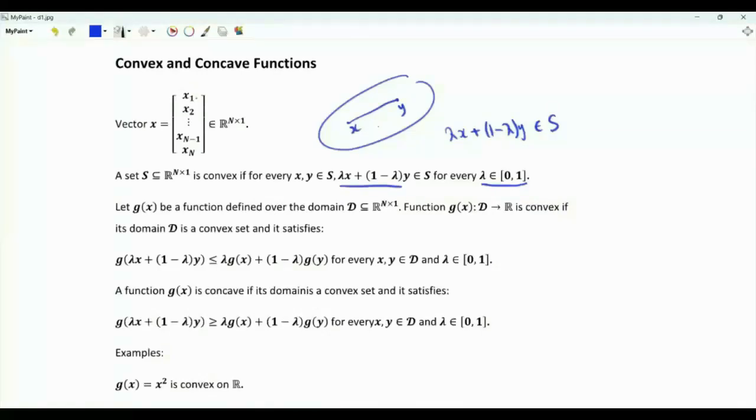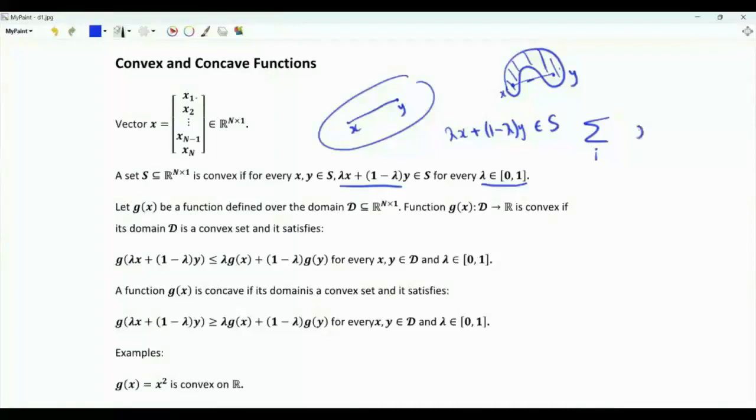For a set to be convex, if we pick 2 points in the set, connect them with a line segment, then the full line segment must be in the set. And this must be true for every pair of points in the set. This set is not convex because if I choose this as point x and this as point y, connecting x and y with a line segment, part of this line segment is outside the set. This set is not convex.